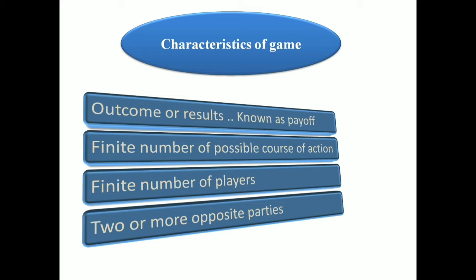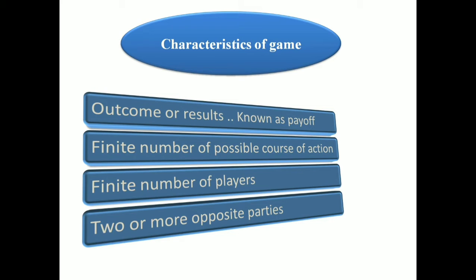Then the second one is a finite number of possible courses of action. You have a number of experiments, a number of trials, a number of game situations. All these things are finite. So that is the second characteristic. You can count the number of possible courses of action of a game situation.